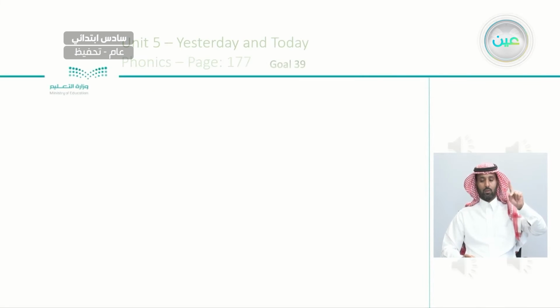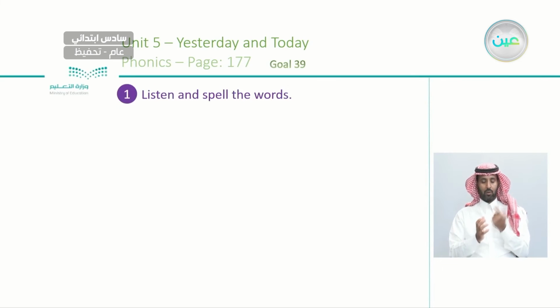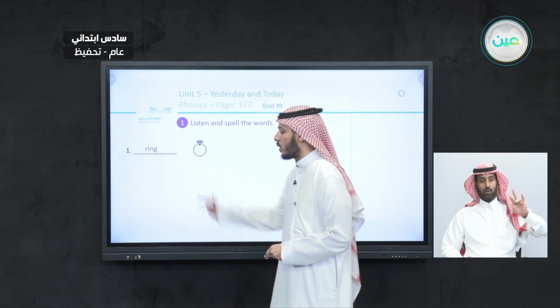Excellent. Okay, now, on page 177, this is goal 39. Number 1, listen and spell the words. So now we have this. Okay, let's listen and tell me how to write it. Ring. So we have ring. How do you spell ring? R-I-N-G. Excellent. So we have ring.